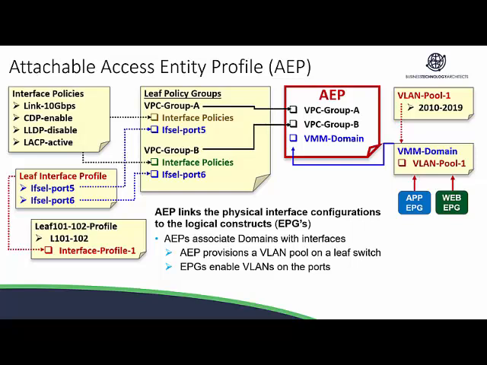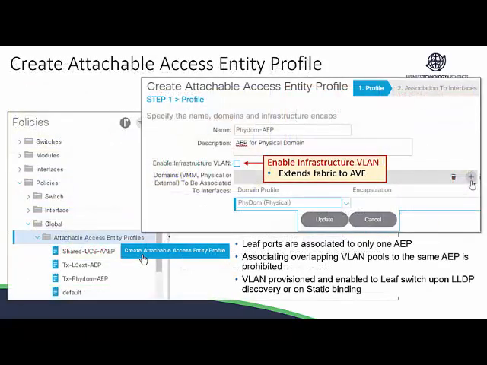So think about it like this. AEPs provide VLAN access control, interfaces, or VMM domains. In the fabric access policies, the infrastructure administrator will carve up the VLAN space into multiple physical domains, and it's then the tenant admin that we will tie those EPGs to the VMM or physical domains. So here, under the create attachable entity profile, we'll give it a name and a description. If we want to extend the fabric to the AVE, the application virtual switch, we can enable the infrastructure VLAN, or if not, we'll just tie it to the domain profile.